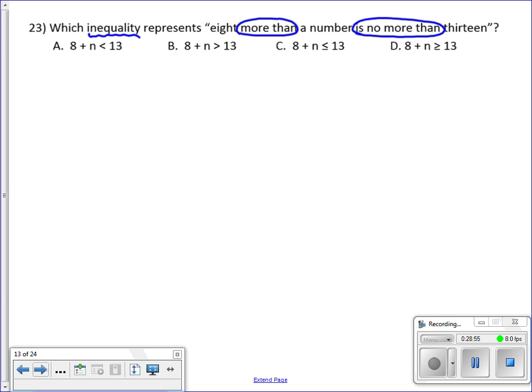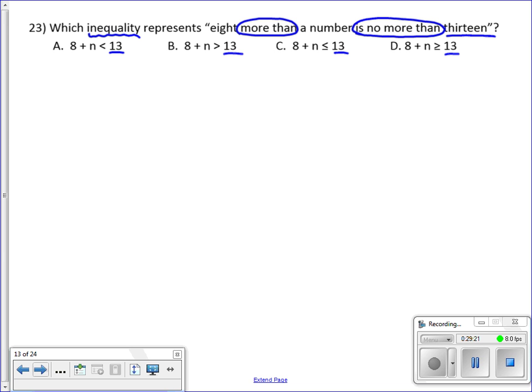They also give you a clue here, because they ask which inequality, and all of our answers have inequalities. In a way, they should have had some equations in there. Also, it's 13 on the end. That doesn't help us too much, because everything has 13 at the end of it. So, 8 more than a number means it could go either way, 8 plus n or n plus 8. If you look at all these, all of them are n plus 8.